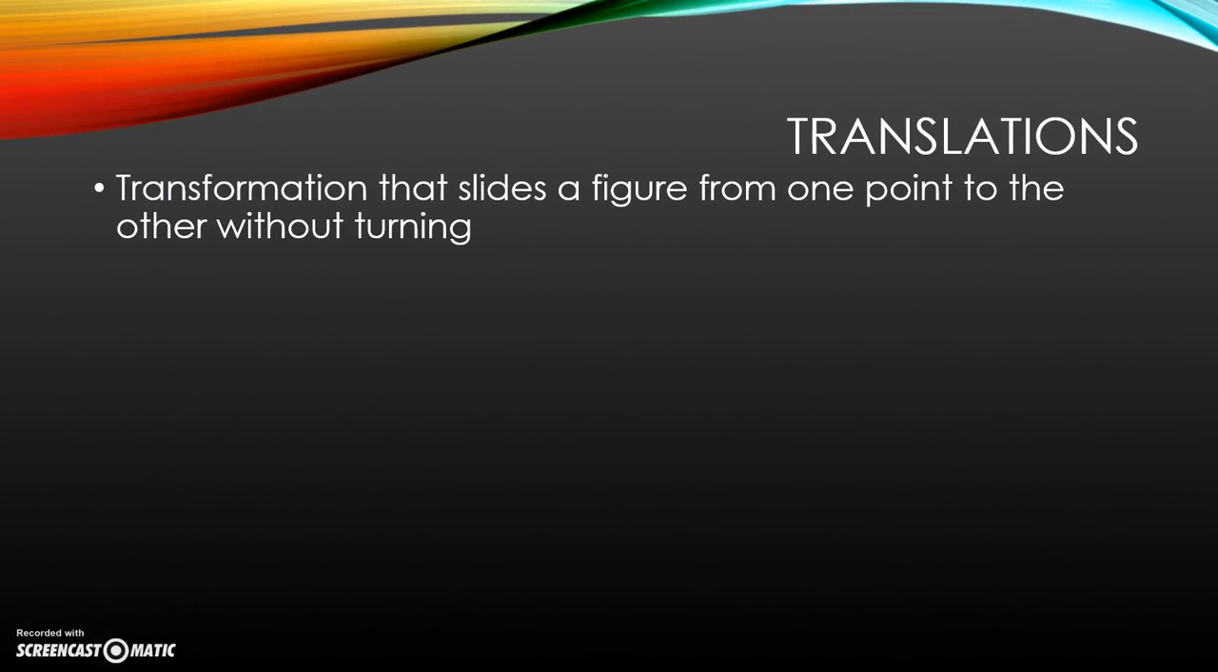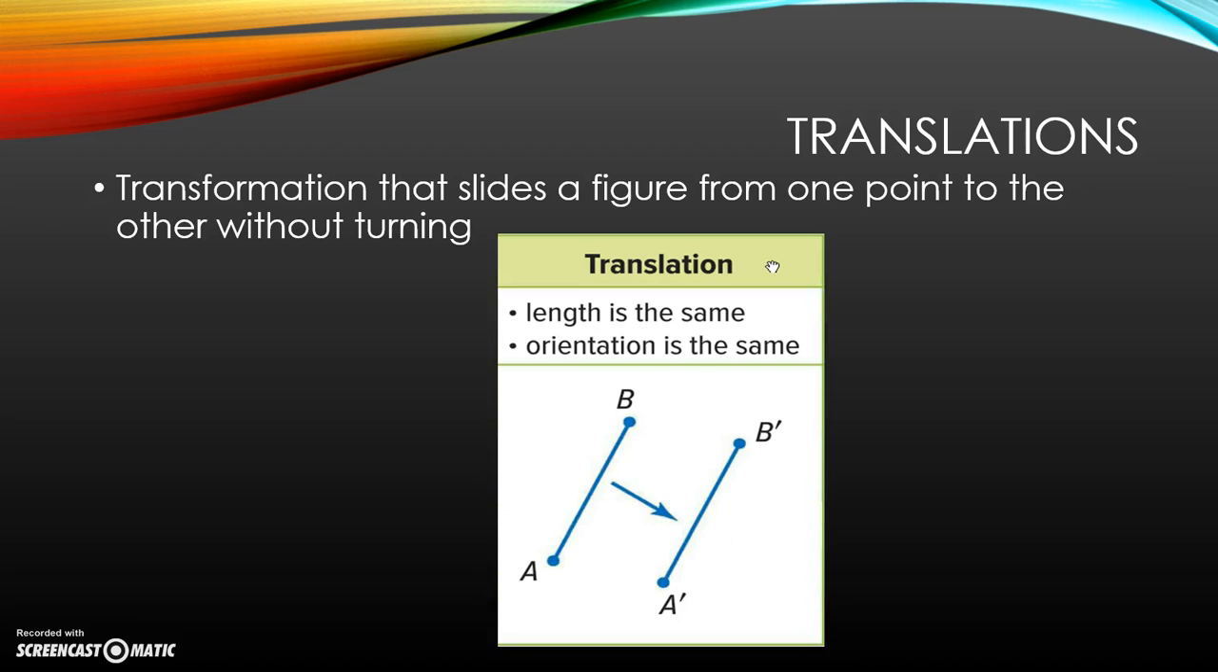First, we'll look at some definitions. Translation slides a figure from one point to the other without turning. As shown below, the lengths are the same and the orientation is the same.